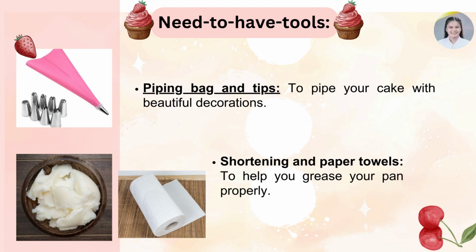Lastly, the shortening and paper towels. It is used to help you grease your pan properly. So shortening is a type of fat that is commonly used in baking and cooking. And paper towels are absorbent sheets of paper that are often used for cleaning up spills and wiping surfaces.